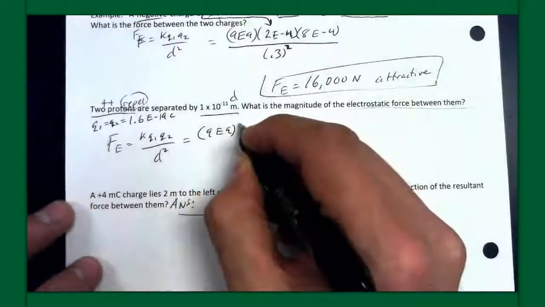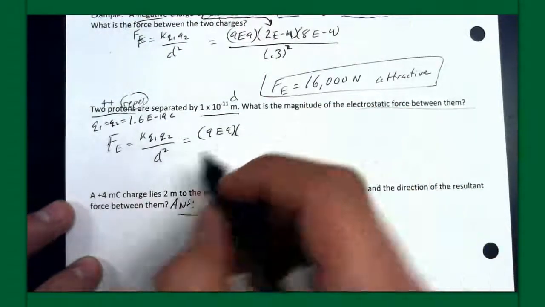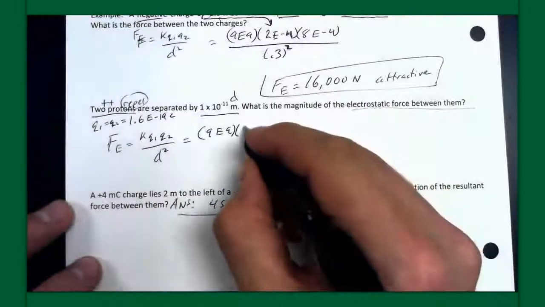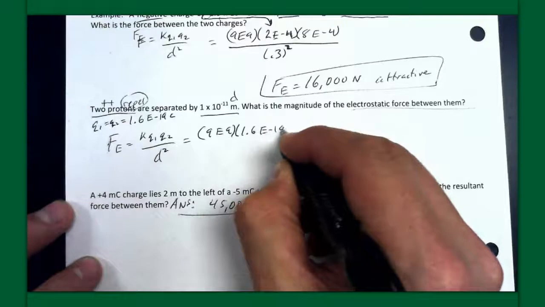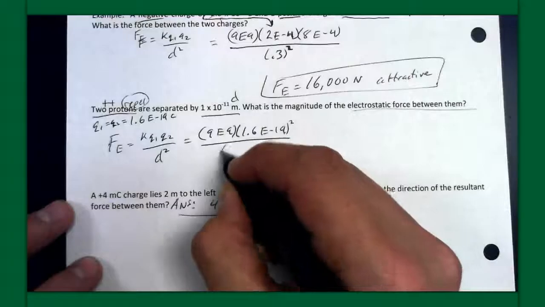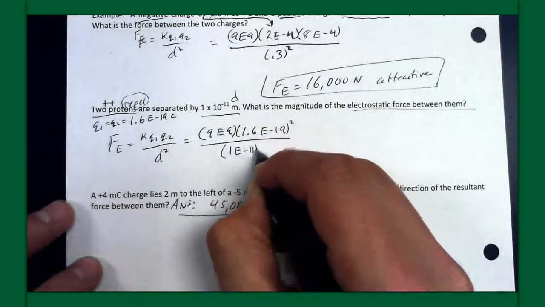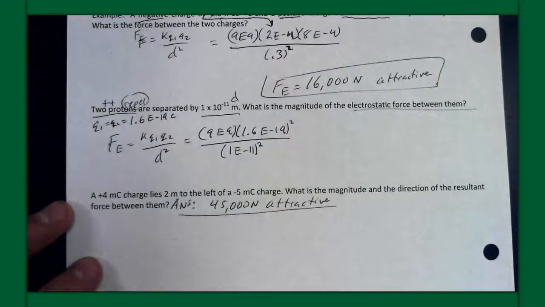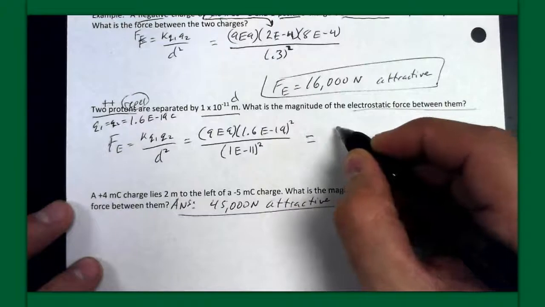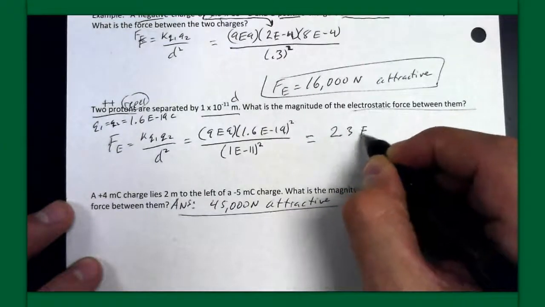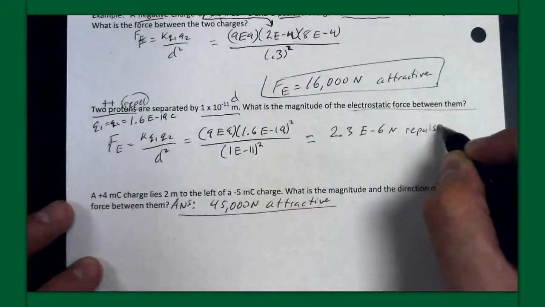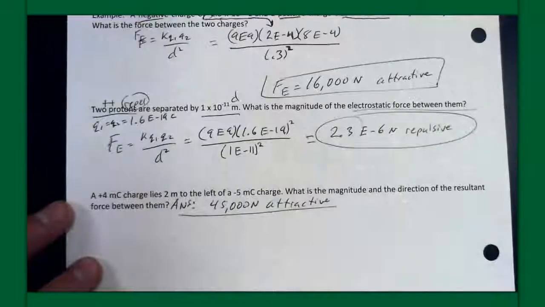K is 9 times 10 to the 9th, just like it always is. What I'm going to do, since Q1 and Q2 are the same thing, really that becomes Q squared. So I can put this in here as 1.6 times 10 to the -19th and then just square it. It gives you the same thing. Divided by the distance squared. Distance is 1 times 10 to the -11th, and that's got to be squared. If you multiply all those together, you should come out with 2.3 times 10 to the negative 6th newtons. And again, it is a repulsive force because they're two positive protons.